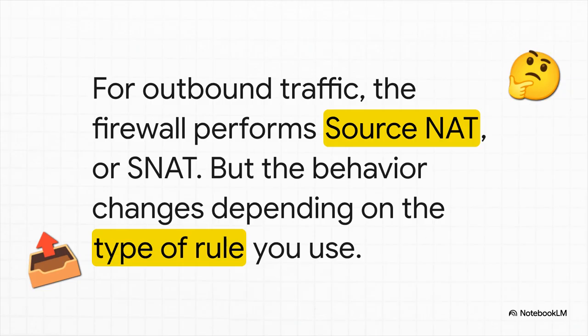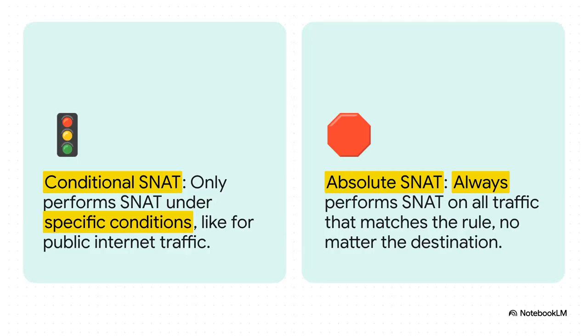It changes the source IP of the packet to its own public IP, which hides your internal server addresses from the outside world. But, and you have to catch this, it's the key to everything: how it does that SNAT completely changes depending on whether you're using a network rule or an application rule. This is the absolute critical difference you need to burn into your memory. Network rules are, well, they're smart about it. You can think of them as doing conditional SNAT. They'll only do it when it makes sense, like when traffic is headed out to the public internet.